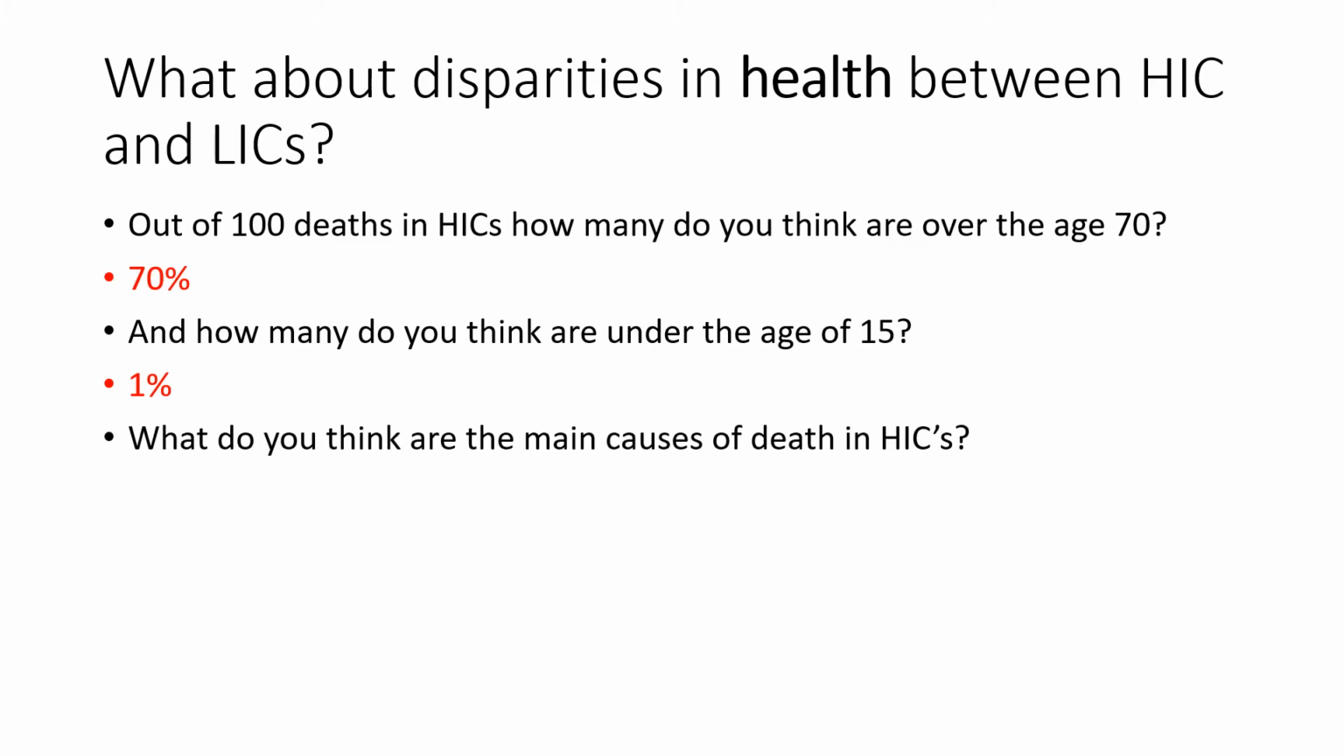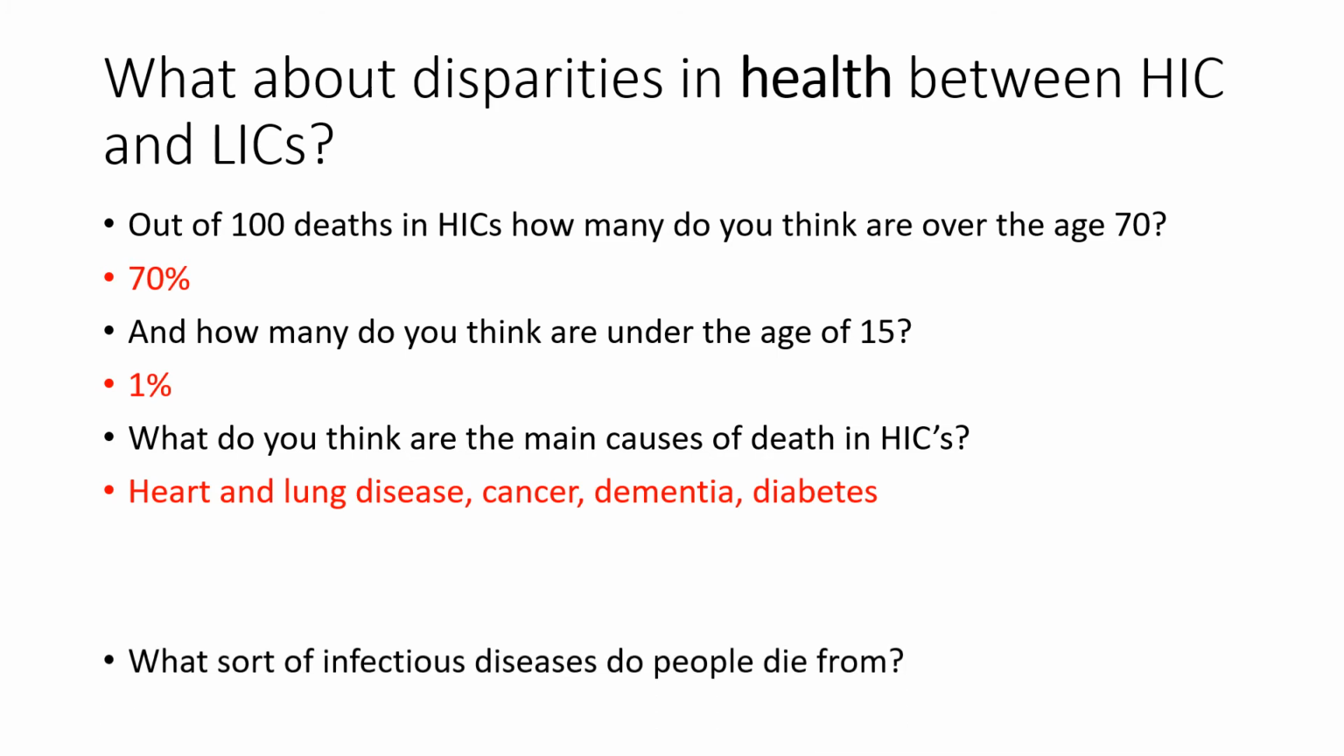Next question. What do you think are the main causes of death in high-income countries? Now, ignoring the pandemic, what do you think are the main causes of death in high-income countries? Again, 3, 2, 1. Here are the answers. Generally, heart disease and lung disease. That's one of the reasons why we have a heavy focus on you exercising each day and eating healthily and not becoming obese. That means overweight, because actually those things lead to heart and lung disease. Cancer, dementia and diabetes are also main causes of death in high-income countries.